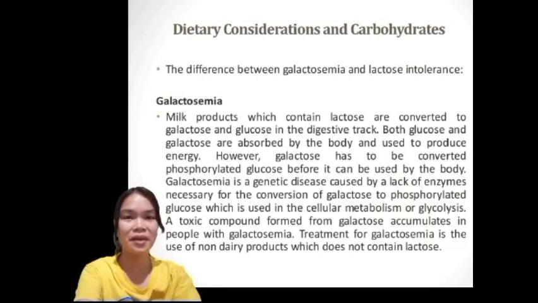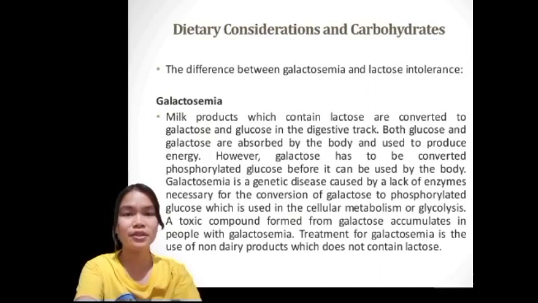So first we have galactosemia. Milk products which contain lactose are converted to galactose and glucose in the digestive tract. Both glucose and galactose are absorbed by the body and used to produce energy. However, galactose has to be converted to phosphorylated glucose before it can be used by the body.